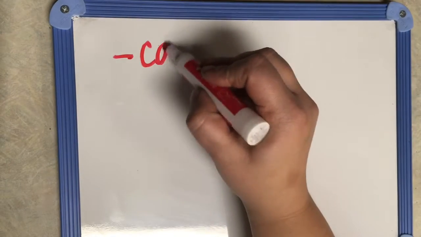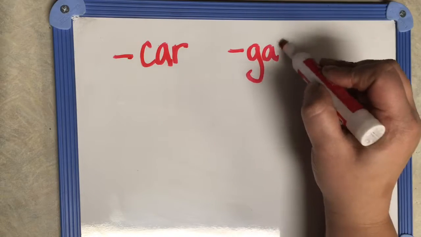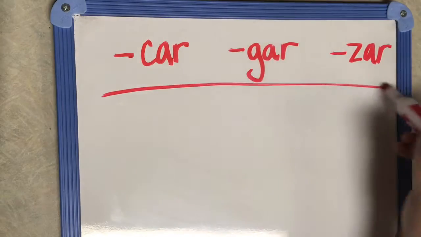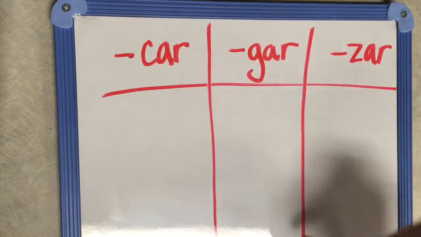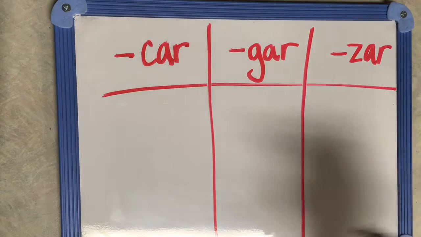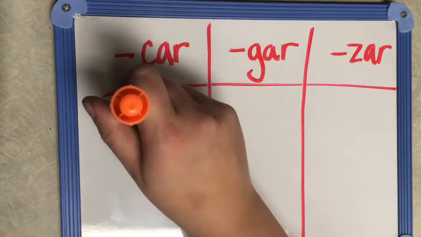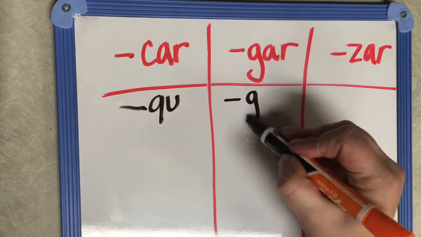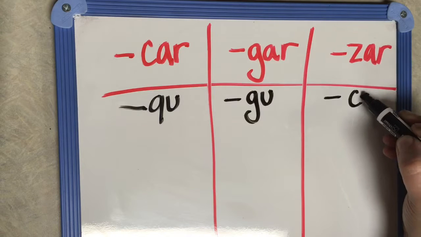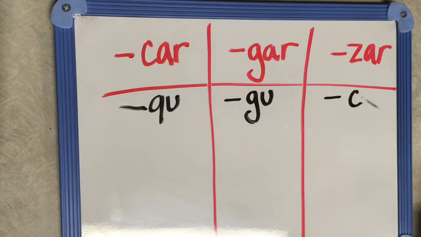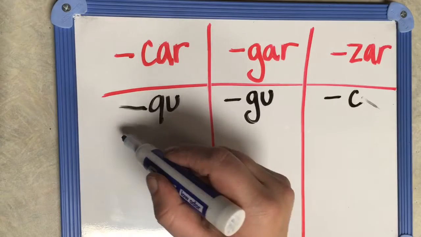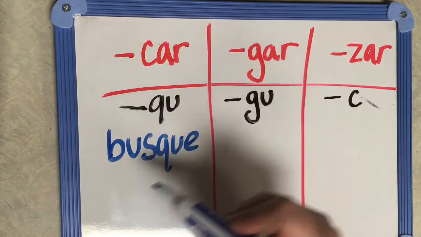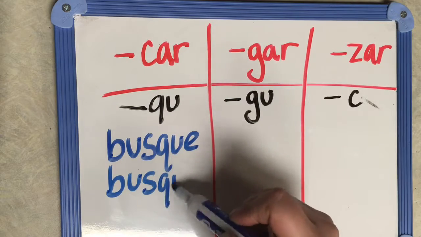Just like formal commands or negative tú commands, we have CAR, GAR, and ZAR verbs. For each verb, we're going to change the endings. CAR verbs are going to change to QU. GAR verbs are going to be GU, and ZAR verbs are going to be C. You're going to add the AR endings for the subjunctive, like busque, busques, busque, and so on.